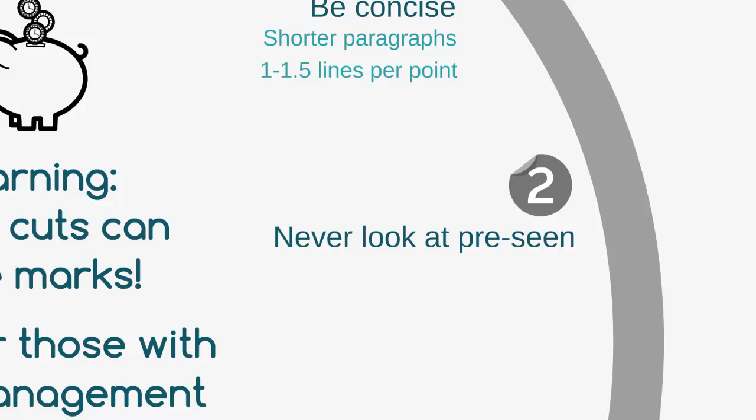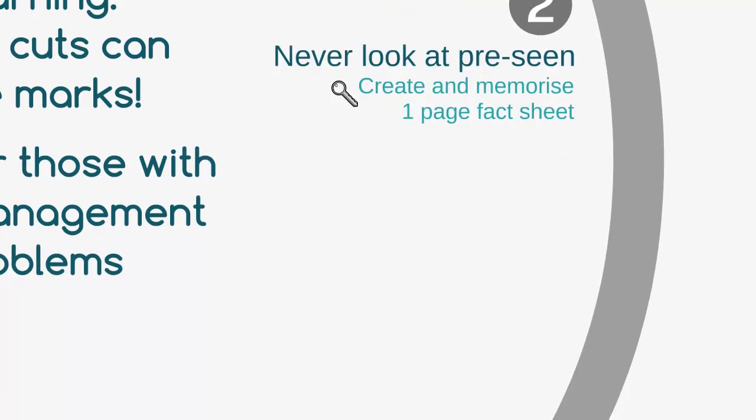Then tip number 2, never look back at the pre-seen. Every time you click on the little pre-seen logo and look through the pre-seen in the exam, it's costing you time. So what you should do in advance of this is create a 1-page fact sheet of all the points that you want to bring up or that you think you might bring up, memorize that, and never look at the pre-seen during the exam because it's just going to waste your time.